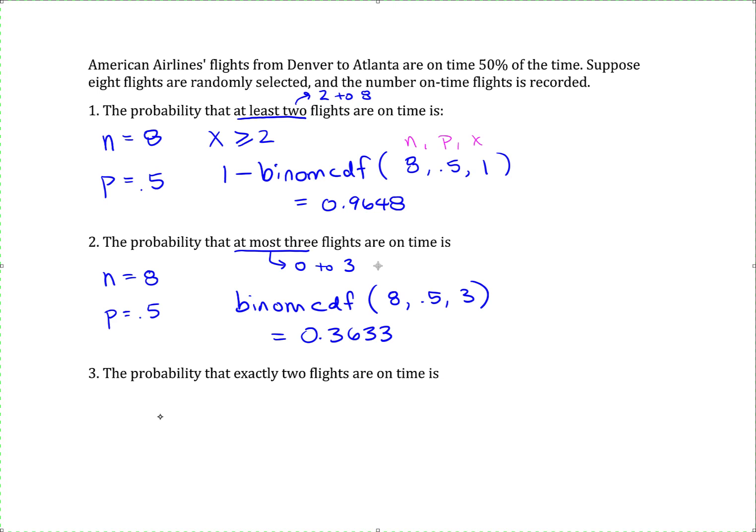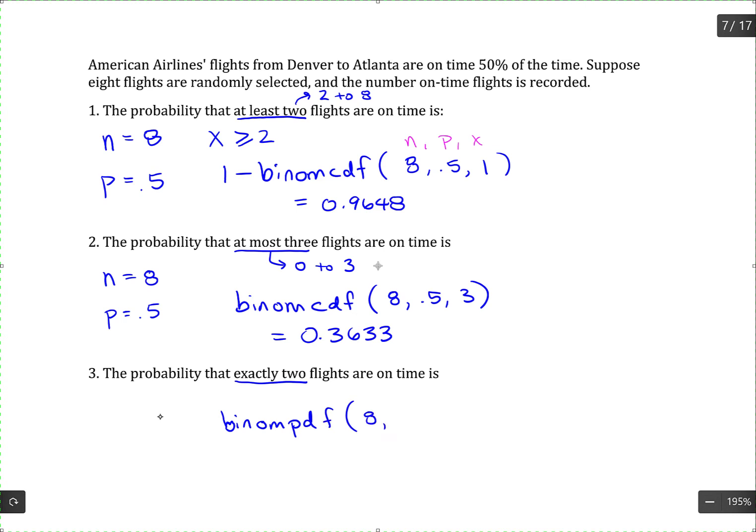The probability that exactly 2 flights are on time. Exactly 2 flights out of 8. That wording, that there's only a single outcome that you're interested in, that's the time where you get to use Binompdf.